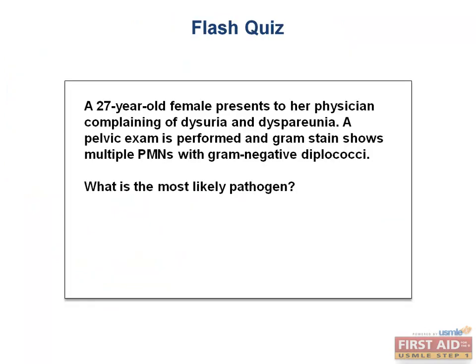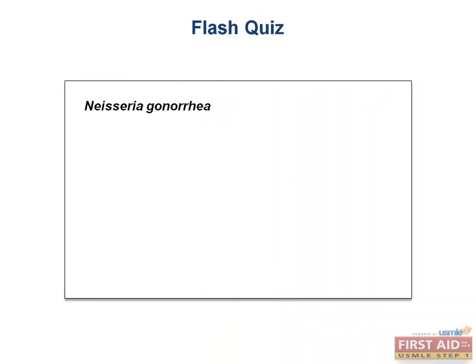Okay, flash quiz. A 27-year-old female presents to her physician complaining of dysuria and dyspareunia. A pelvic exam is performed and gram stain shows multiple PMNs with gram-negative diplococci. What is the most likely pathogen? So, what we're describing here is a gonorrhea infection, which, remember, can oftentimes be asymptomatic. This young lady has developed pain with urination and pain with sexual activity. The physician does the correct thing by taking a gram stain and hopefully culture of the cervix, which reveals gram-negative diplococci. This is the characteristic appearance of Neisseria gonorrhoeae.